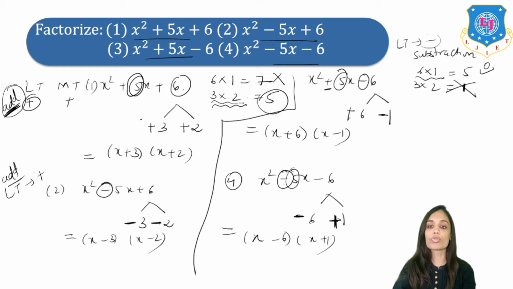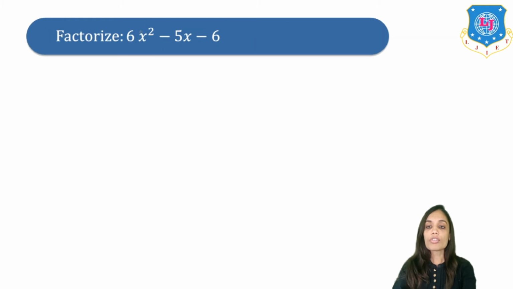So let us move on to the other examples. We have to factorize 6x square minus 5x minus 6. Now here there is a minor change. The coefficient of x square is 6. So firstly let us multiply this 6 and this number. So 6 into 6 will give us the answer 36. Now let us see the last term sign. It is minus, right? So now we have to subtract and find the factors of 36 such that we get the answer minus 5. Right?